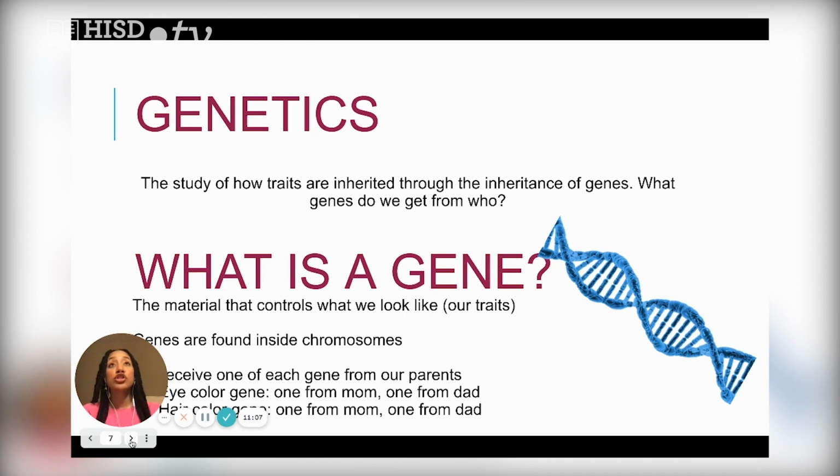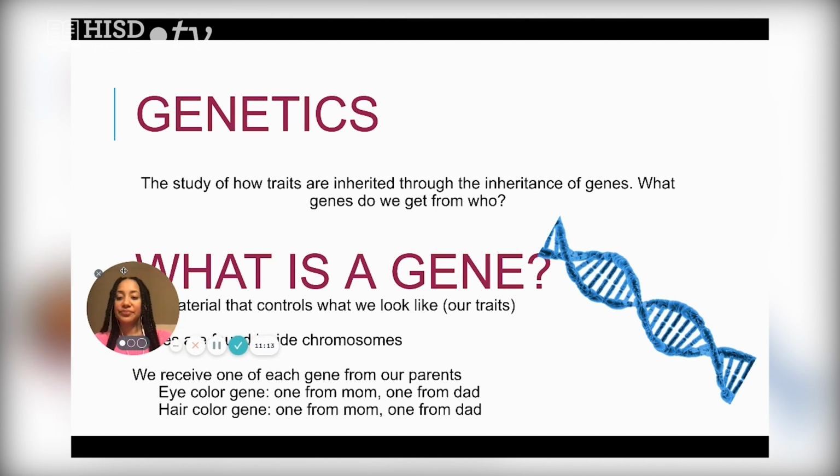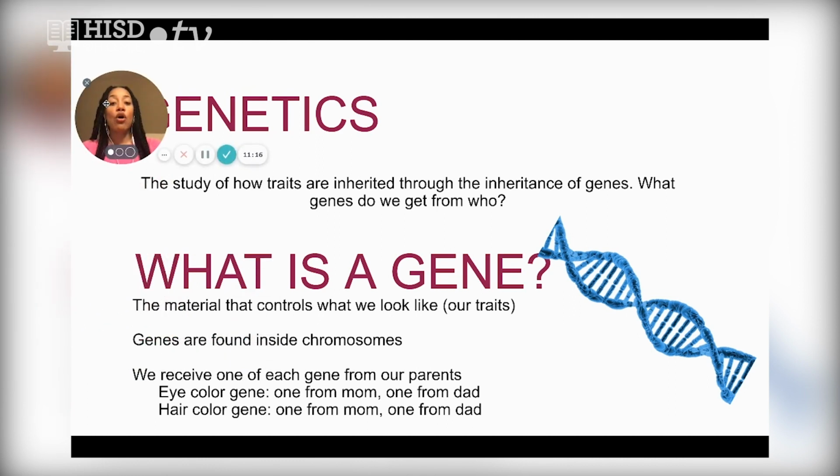So how traits come from genes. So what is a gene? A gene is what controls what we look like. The gene is the reason why you have black hair. It is the reason why you might be tall or short. It is the reason why you might have blue eyes or brown eyes. Genes are found in our chromosomes.